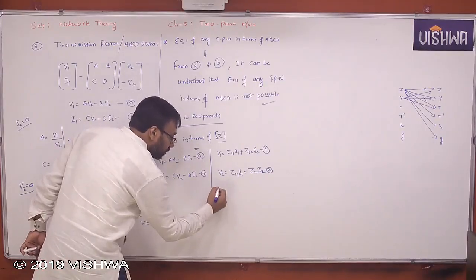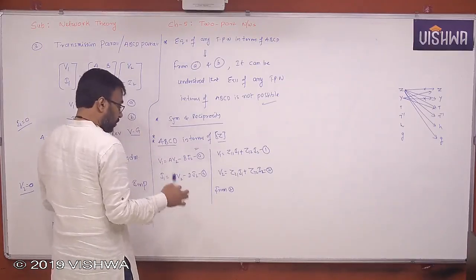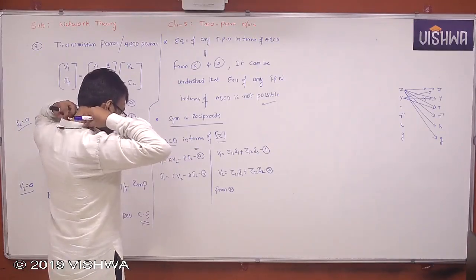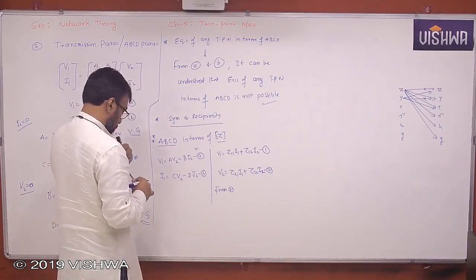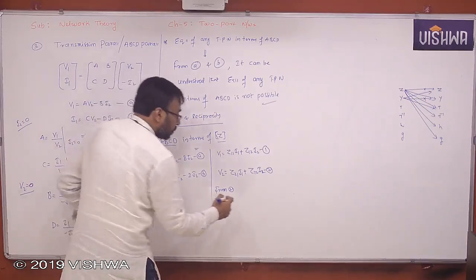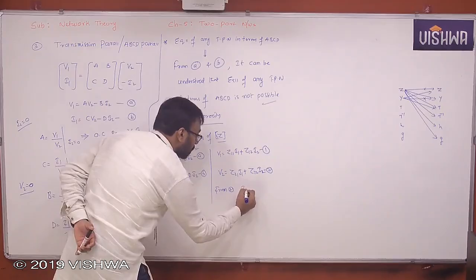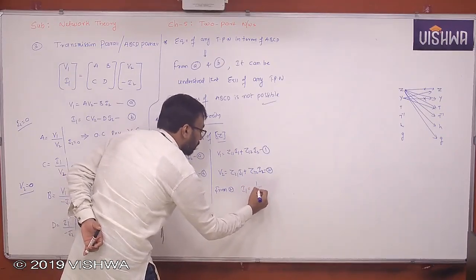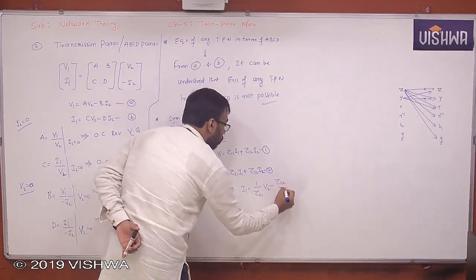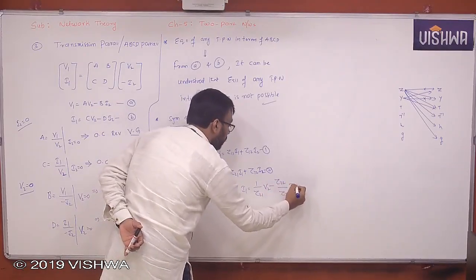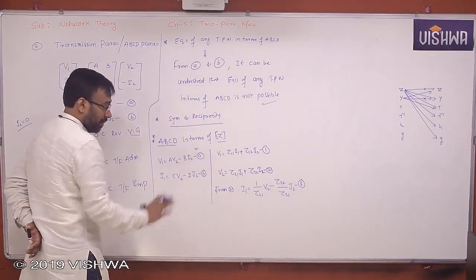Now look at this. From equation 2, what do you get here? I want to go with I1, nothing but 1 by Z21 V2 minus Z22 by Z21 I2. Can I call it equation 3? Now equation 3 and B can be compared. Okay. So let us keep it aside.